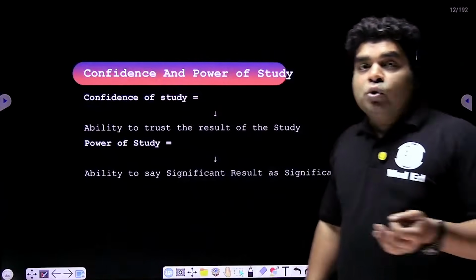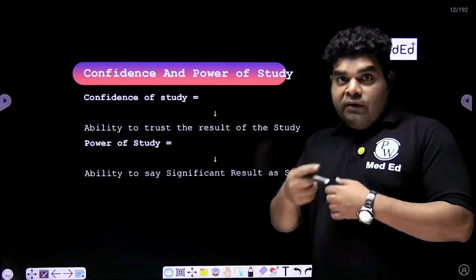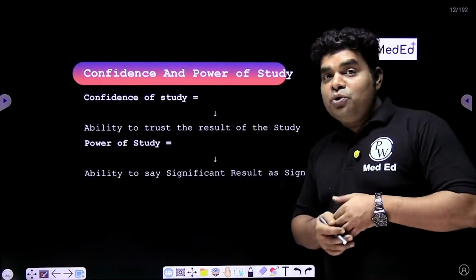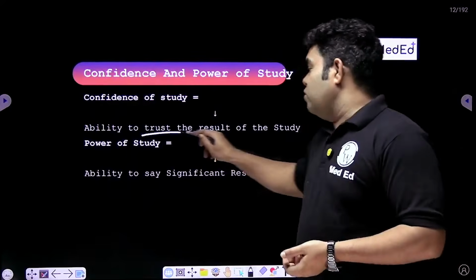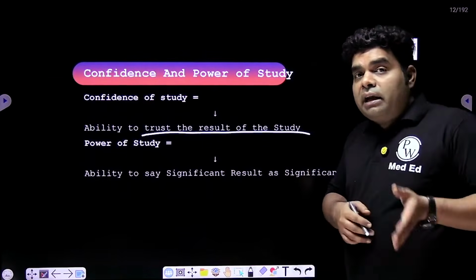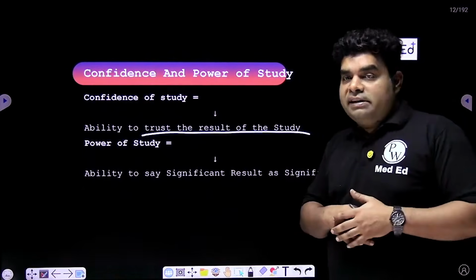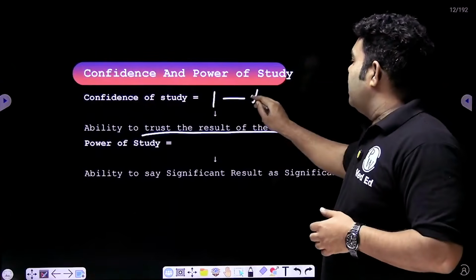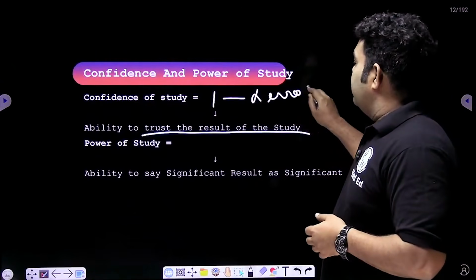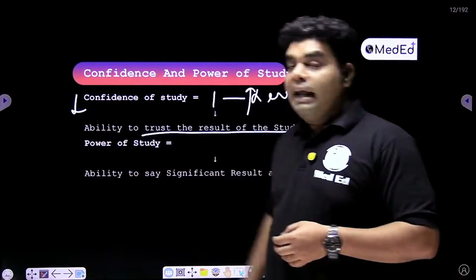If I ask you whether your friend is trustworthy or not, do you have confidence, do you have trust in your friend, or no trust in your friend? It will depend on how much your friend lies. If your friend tells too many lies, you will have less confidence. So more lies, more alpha error, means confidence will be less.